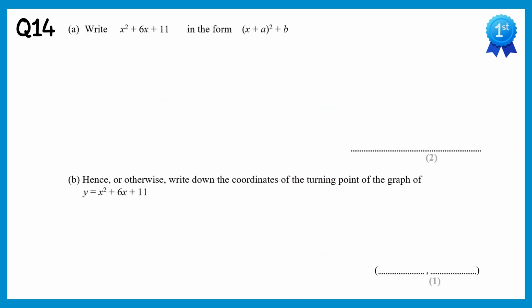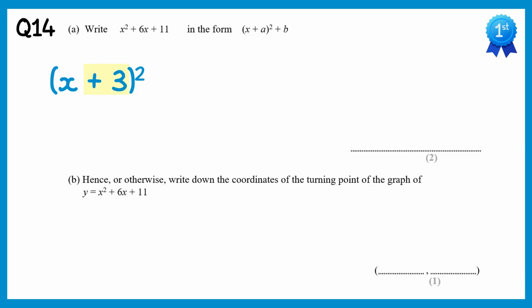For the first part of this question, we need to write this quadratic expression in the completed square form. First of all, we look at the coefficient of x here, which is a positive 6, and we half that, so half of positive 6 is positive 3. This tells us the number that needs to go in the bracket, the value of a. So it's x plus 3 all squared.